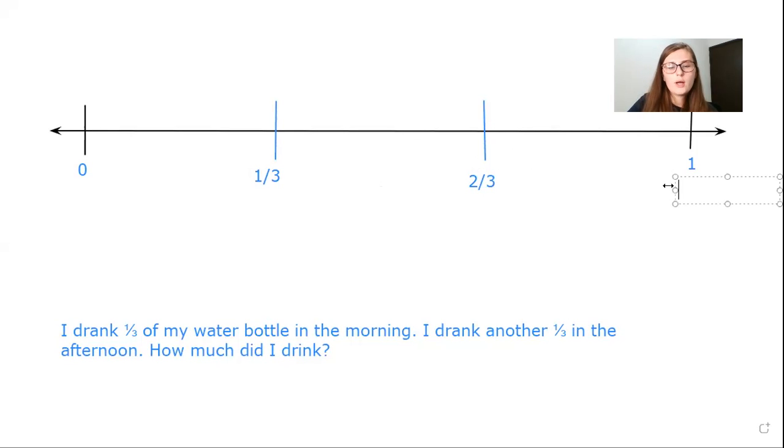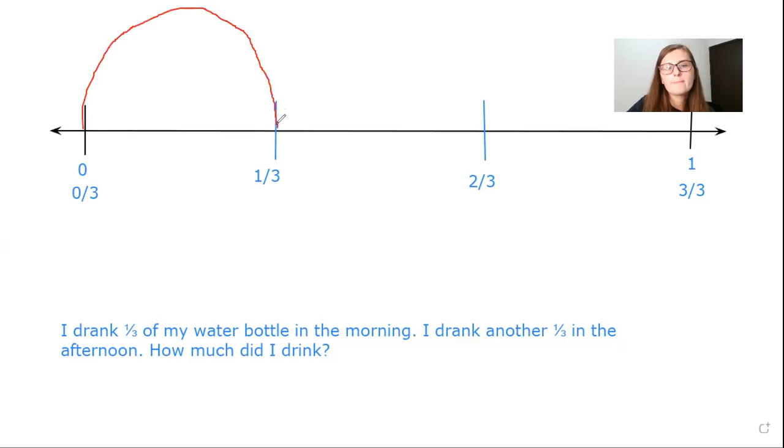Then here at the end, our 1 is the same as 3/3. Our 0 is the same as 0/3. Those two you don't have to add, but if it helps you, it might be a good idea. All right, so we're going to draw with some arcs what this would really look like. So I drank 1/3 of my water bottle in the morning. All right, so I'm going to hop up 1/3.